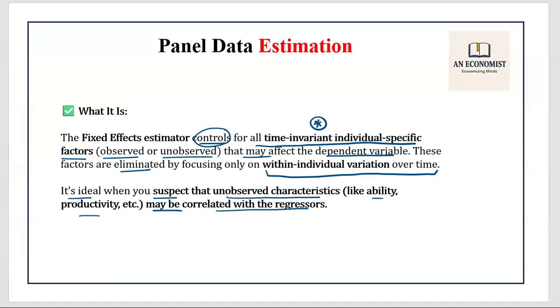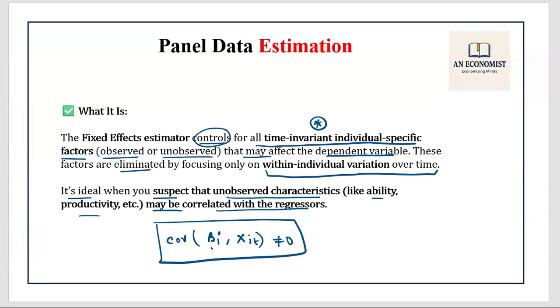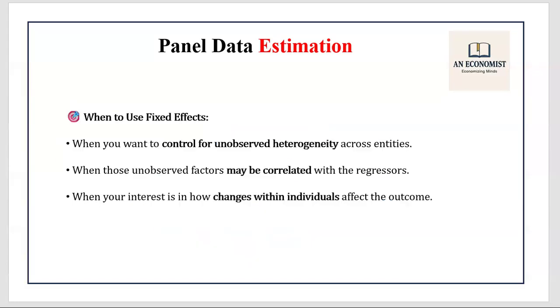So basically, we are saying that the covariance of the intercept term, suppose I call it beta i, and the regressors get correlated. Suppose this is the scenario. This is the assumption: the individual's intercept term gets correlated with the explanatory variable, which will in turn affect the dependent variable. If you find this kind of correlation is present, you will use the fixed effect model, because that will give you the most efficient answer, right?